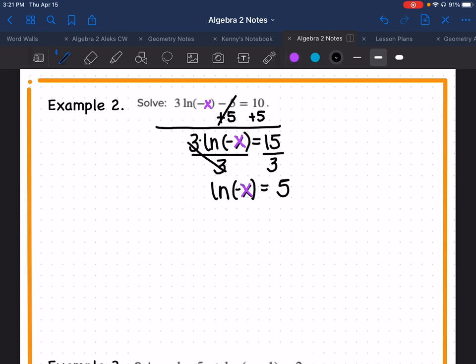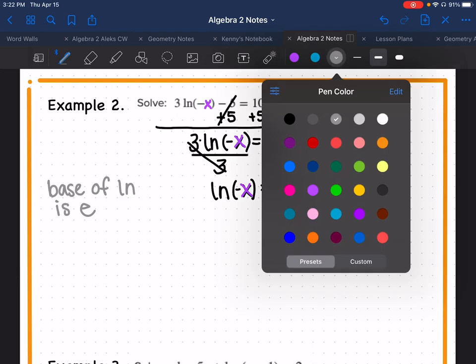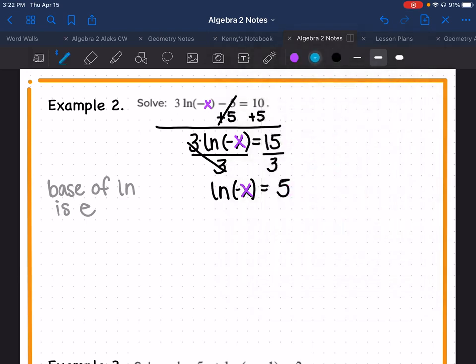All right, now I'm thinking I need to use that rule to get rid of the natural log. So I need to know what the base of the natural log is. Don't forget, the base of ln is e. The base of the natural log is e. So I'm going to raise each side to the e power. So I'm going to say e to the natural log of negative x equals e to the 5th power.